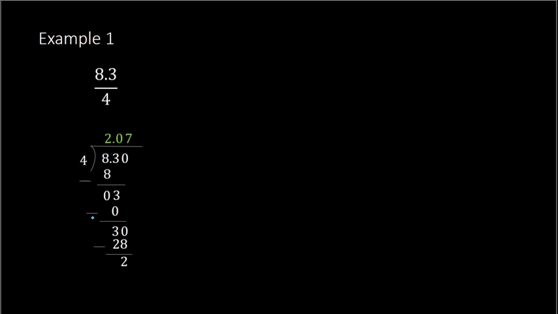So we still have a remainder, which means we need to put another 0 at the end, bring that down, and we see how many times does 4 go into 20. Well, it goes 5 times, so we put a 5 up here. We multiply 5 times 4 to get 20, we subtract, and we get 0. So this is how we divide. Now the only thing is, how do we know to put the decimal point right here?